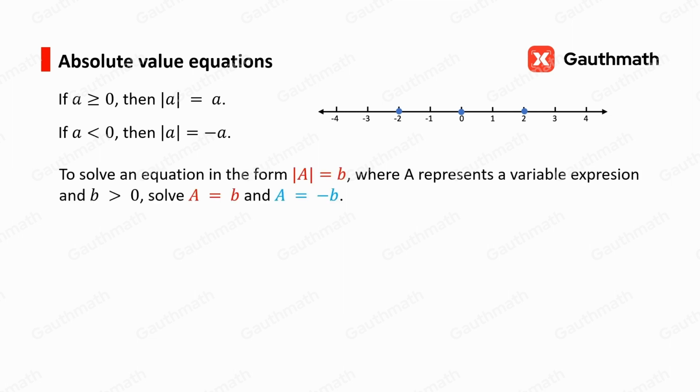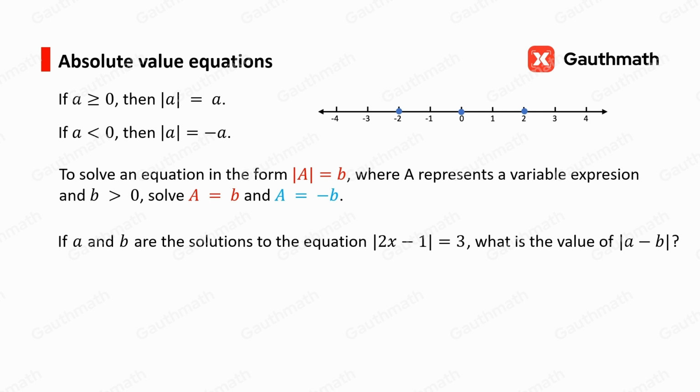So now we can solve absolute value equations. To solve an equation in the form the absolute value of A equals B, where A represents a variable expression and B is greater than 0, you need to solve 2 equations. Solve A equals B and solve A equals -B. Let's look at an example.